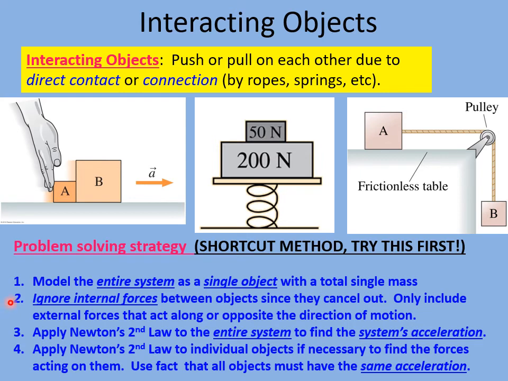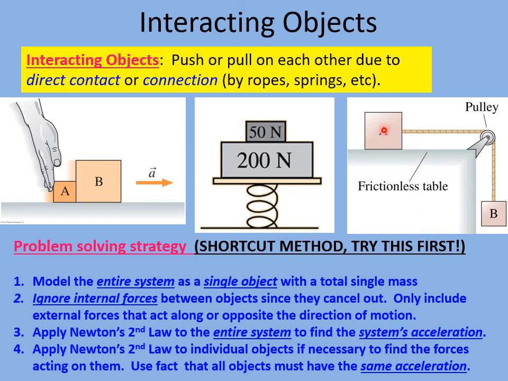And then one of the key steps, the tricks here, is to ignore the internal forces between objects since they cancel out. Only include external forces that act along or opposite the direction of motion. All right, and so we'll run through an example shortly. And then we can apply Newton's second law to the entire system to find the system's acceleration.